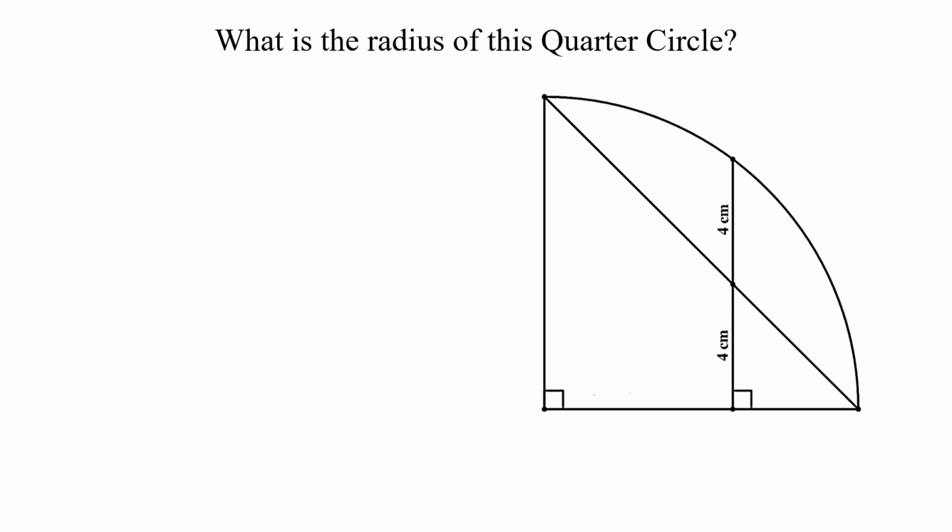The question is, what is the radius of this quarter circle? How can we solve this? This is R and this is A, this is B and this is C. Triangle ABC is a right angle triangle in a quarter circle.